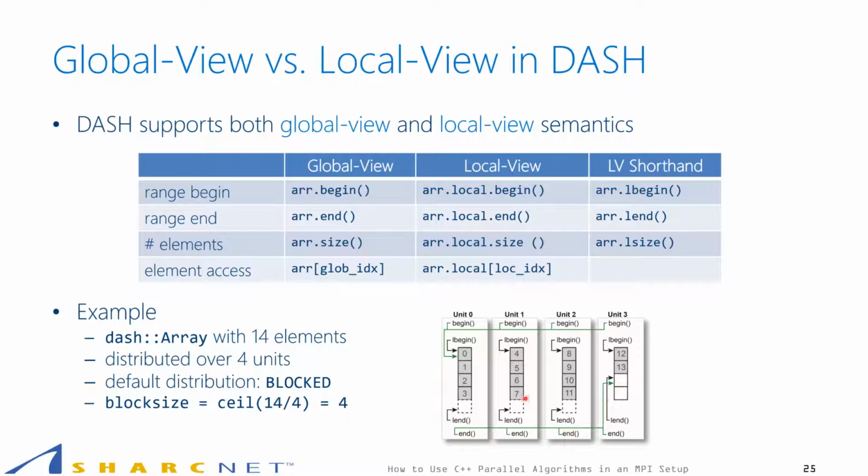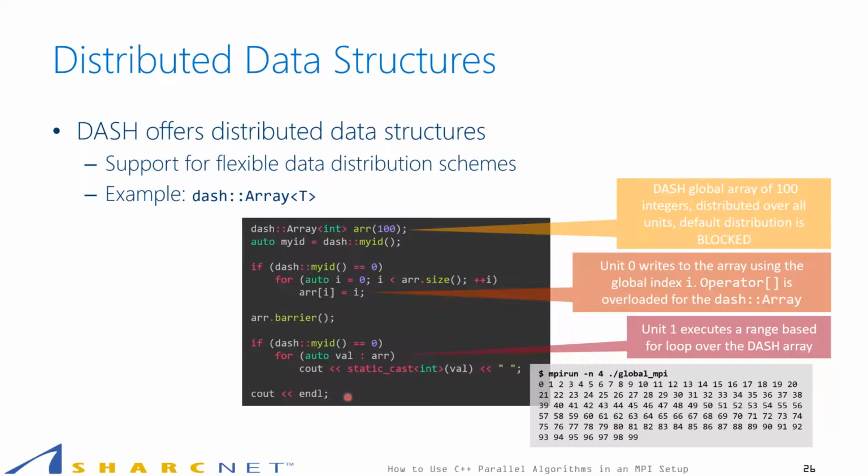So here, if you use begin, then begin in all units refers to this position or element 0. And end refers to this position in all units. But if you use lbegin, depending on which unit you are, it can refer to this one or this one or this one or this one. And lend is also like this, different based on the units. So you can use distributed data structures in DASH like this.